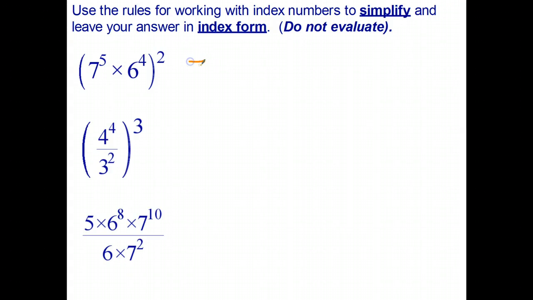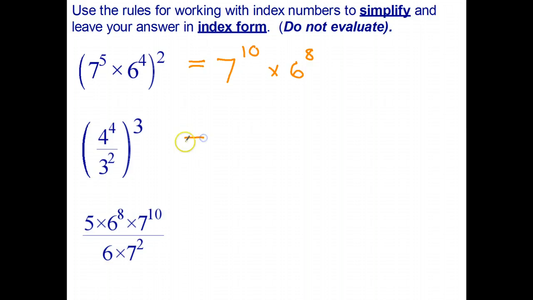Okay, I'm assuming you're back and you've had a go. All of 7 to the 5th by 6 to the 4th raised to the power of 2. I'm going to do this in one step rather than two. 7 to the 5th squared. To raise a power to a power, multiply powers. 5 times 2 is 10. Times 6 to the 4th squared. To raise a power to a power, we multiply powers. 6 to the power of 4 times 2, and that's 8. So 7 to the 10th by 6 to the 8th.